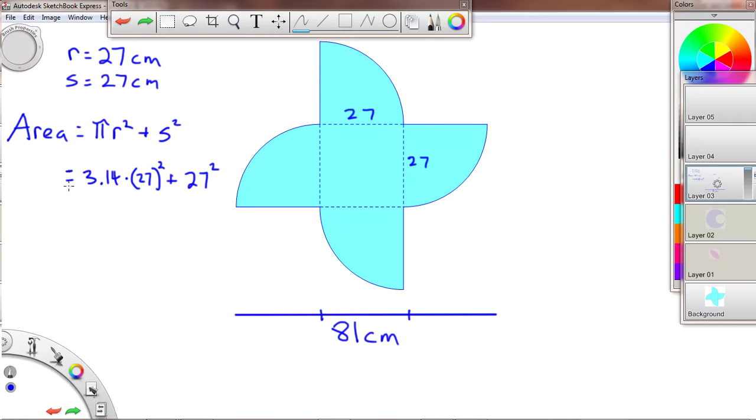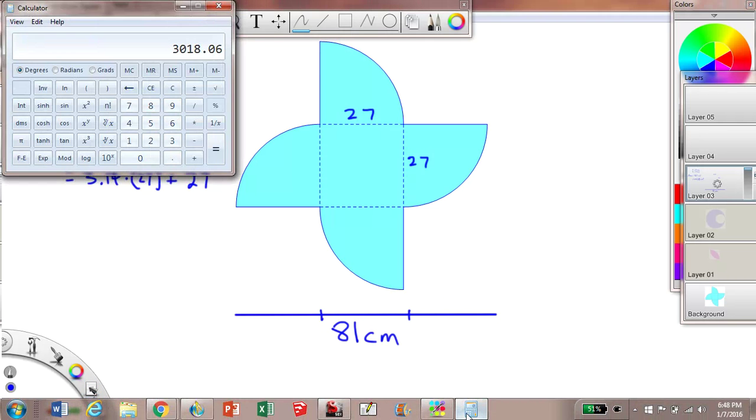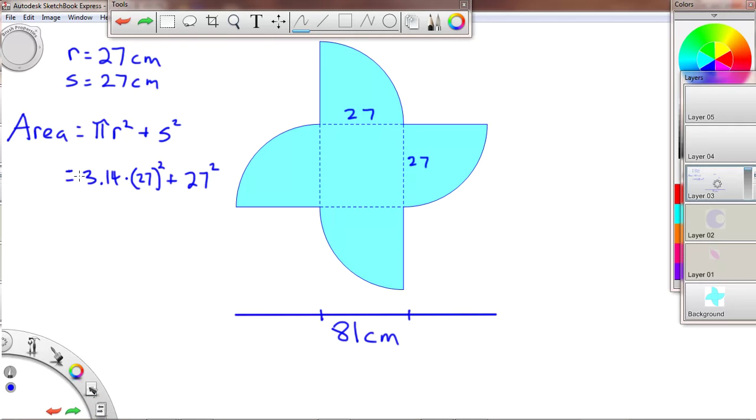So that's the area. When we run these things through a calculator, we got 3018.06. So let's put that down here. So this is equal to 3018.06. Okay, let's see here. Let's go ahead and try and fit perimeter in right here. The perimeter is pretty easy here. The perimeter is the distance around this shape.